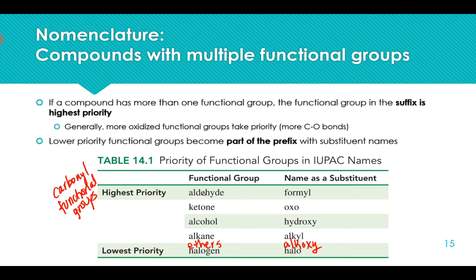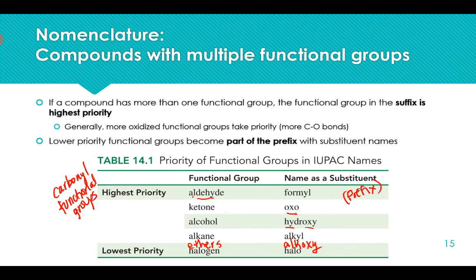If we have both an aldehyde and a ketone in the molecule, the aldehyde is going to get the suffix, and the ketone is going to become a substituent on that molecule. A ketone as a substituent, in the prefix, you would see oxo. So oxo means ketone, alkoxy means ether. Hydroxy means alcohol. So these are what they are as a substituent when they go into the prefix.